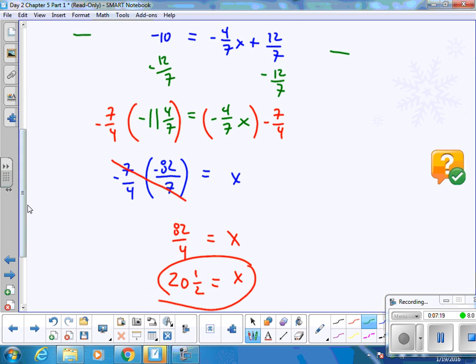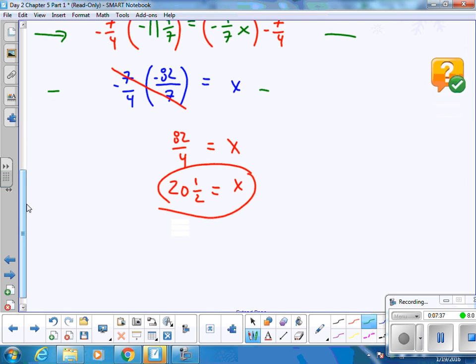And then when I got into this particular situation, I had to turn 11 4/7 into an improper fraction so I could work with it a little bit easier. Over here, I multiplied by the reciprocal just so I can isolate x. When I cross-simplified the 7/7, I ended up with 82/4, and a negative times a negative is positive, so I pushed it positive. And 82/4 ends up being 20.5.